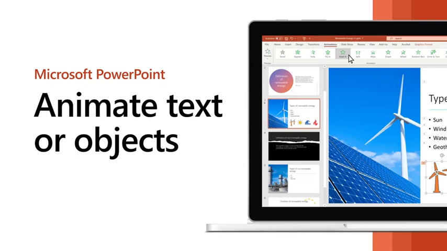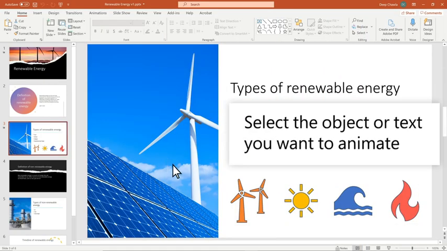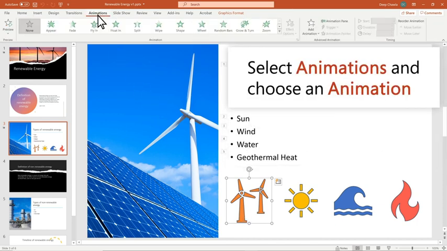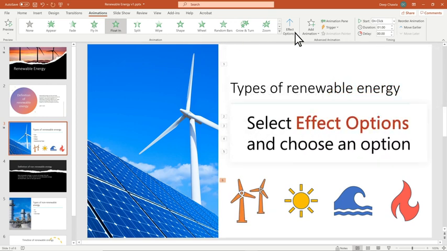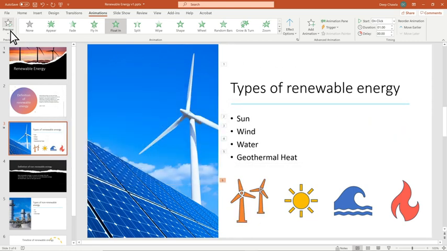Animate text or objects on your slides in PowerPoint to make your presentation stand out. Select the object or text you want to animate. Select Animations and choose an animation. Select Effect Options and choose an option. Select Preview to see how the animation will look.